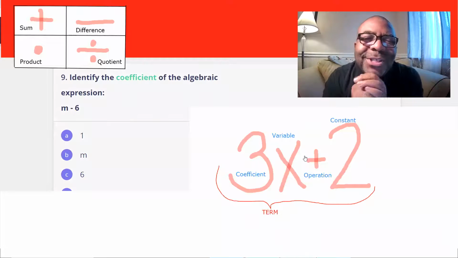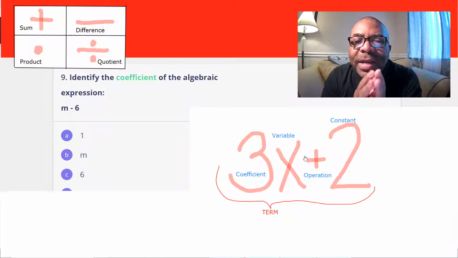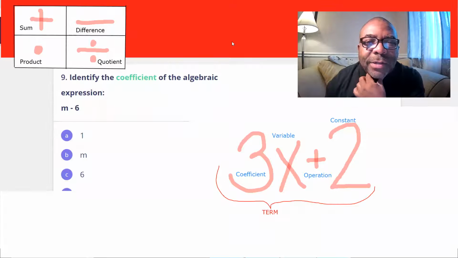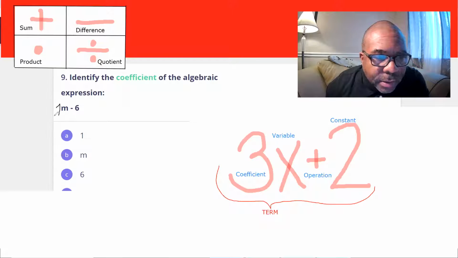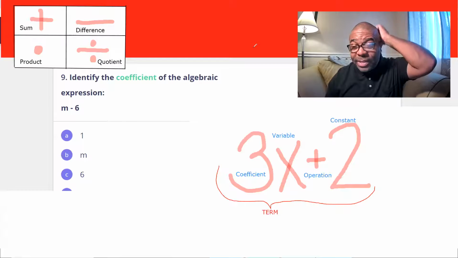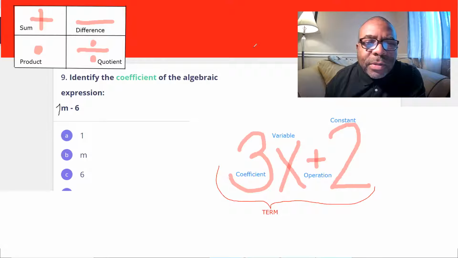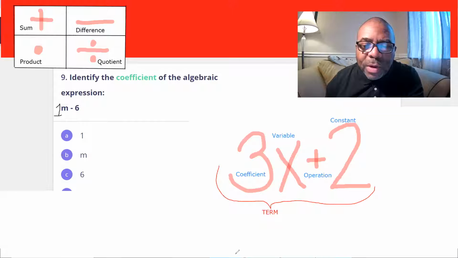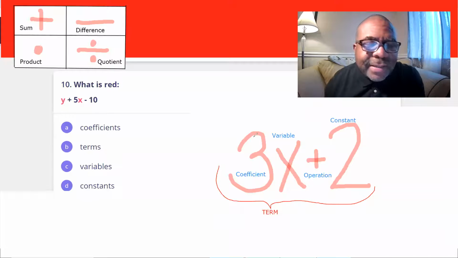Here's a tricky one. Identify the coefficient of the algebraic expression m minus 6. I'll wait. I said this was tricky, and this is the reason why: there's a hidden number 1 in front of the m. You might not see it, but whenever you see a variable, there's a hidden number 1 in front of the variable. You may not see it because we don't have to write it, but it's really there. So the coefficient would be 1. Next question, number 10.